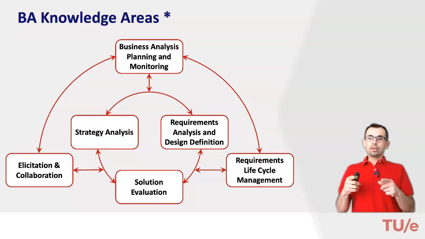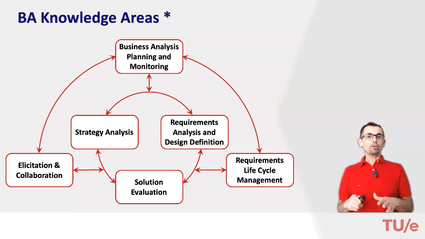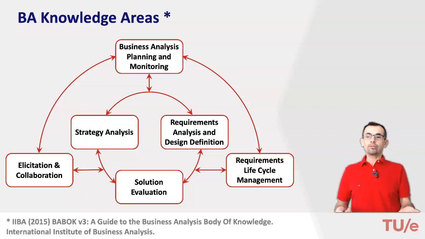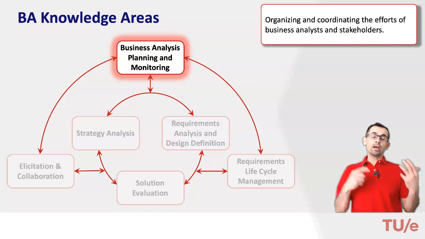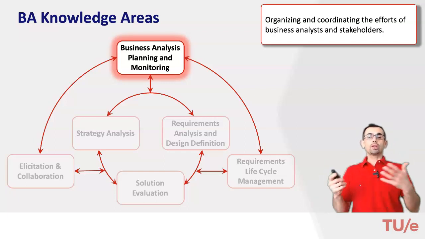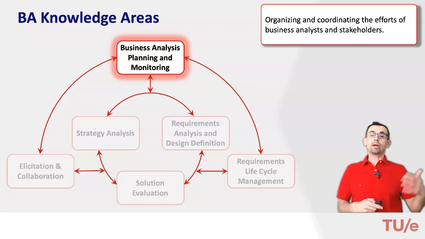And essentially, as you can see, there's a lot of interrelationship between all these knowledge areas, and there's no kind of sequence, I would say, between them. Anyway, let's look at what each would involve. The first one is business analysis planning and monitoring. Basically, this knowledge area describes the tasks that business analysts perform to organize and coordinate the efforts of business analysts and stakeholders. And these tasks produce the outputs that are used as key inputs and guidelines for the tasks of other knowledge areas.